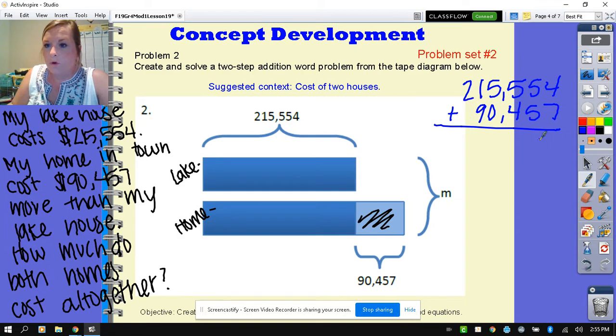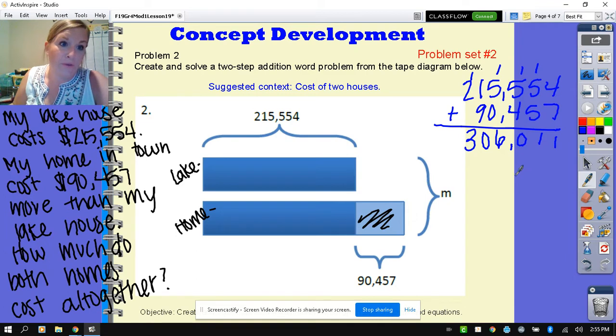So 7 plus 4 is 11. 5 plus 5 is 10, plus our 1 is 11. 5 plus 4 is 9, plus 1 is 10, so leave my 0, carry my 1. I'm going to put my comma there. 5 plus 1 is 6. 9 plus 1 is 10, so I'm going to leave my 0, carry my 1. And 2 plus 1 is 3. So our everyday home costs $306,011. Now, I can't afford that, but it's fun to imagine.